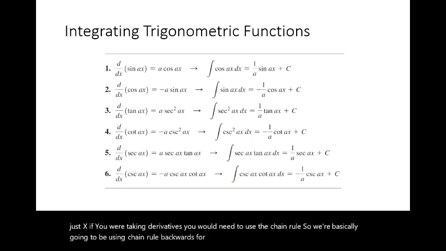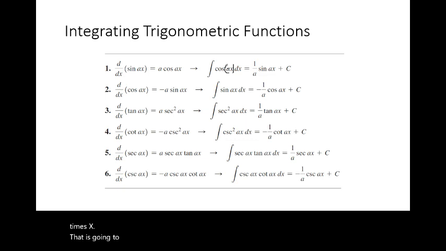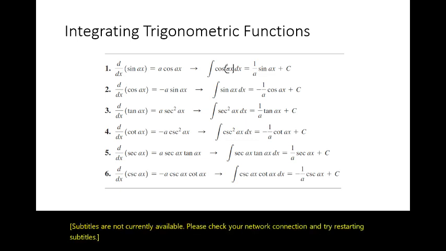So if you have the integral of cosine of some number a times x, that is going to be 1/a times the sine of ax. And then same thing for the integral of sine of ax. If you're taking the integral of sine of ax, that's going to be negative 1/a cosine of ax plus c. And then this is another important one, tangent. So the integral of secant squared of ax is going to equal 1/a times the tangent of ax plus c.